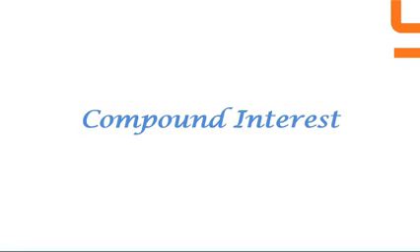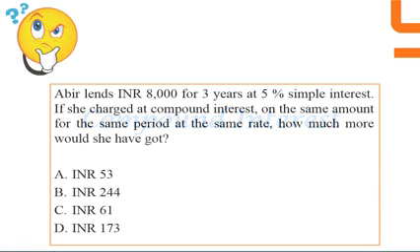Now, let's do one question based on compound interest. Abir lends 8,000 Indian rupees for 3 years at 5% simple interest. If she charged at compound interest on the same amount for the same period at the same rate, how much more would she have got? Let's see the options. 53 Indian rupees, 244 Indian rupees, 61 Indian rupees, 173 Indian rupees.